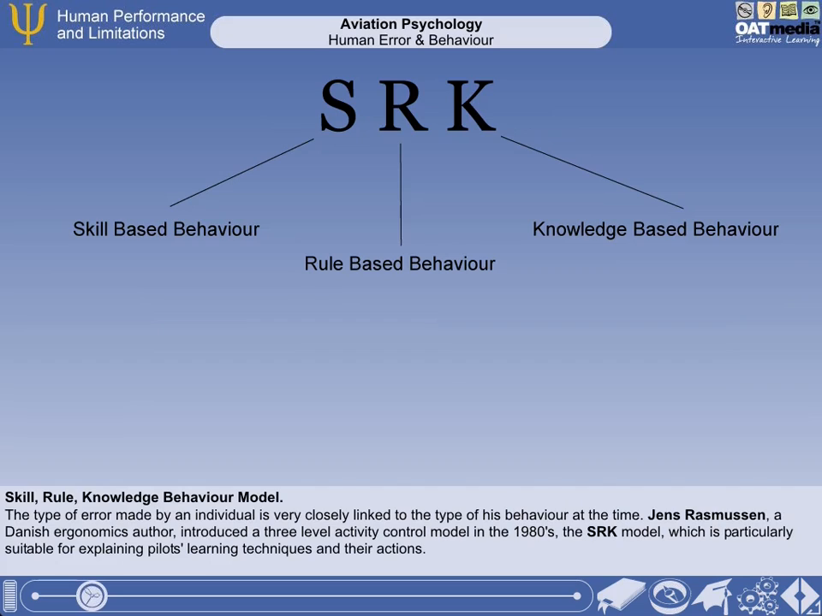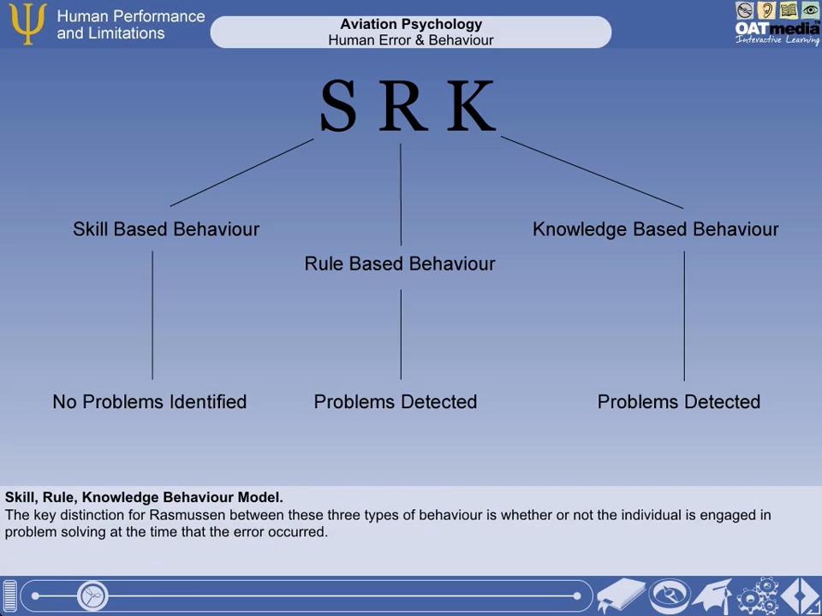The type of error made by an individual is very closely linked to the type of his behaviour at the time. Jens Rasmussen, a Danish ergonomics author, introduced a three-level activity control model in the 1980s, the SRK model, which is particularly suitable for explaining pilots' learning techniques and their actions. The key distinction for Rasmussen between these three types of behaviour is whether or not the individual is engaged in problem-solving at the time that the error occurred.